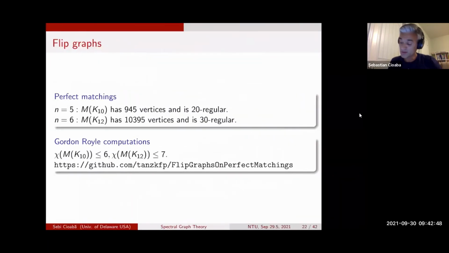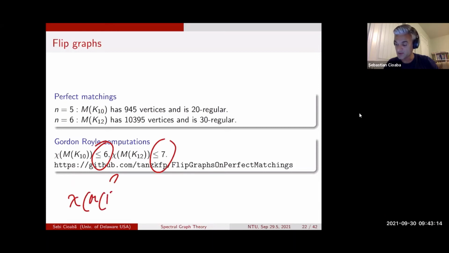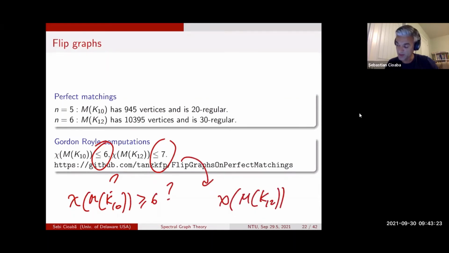Now we did some computation. Gordon Royle is a master of mathematics and computational mathematics. So we have this work on GitHub, and these graphs grow very fast. For n equals 5, you already have 900 vertices. For n equals 6, 10,000. But he actually found a coloring with the right value. But we don't know if the chromatic number of these graphs is actually greater or equal to 6, or if equality happens. So finding lower bounds on the chromatic number is quite tricky. So these are open questions. Maybe some of you can think about them.